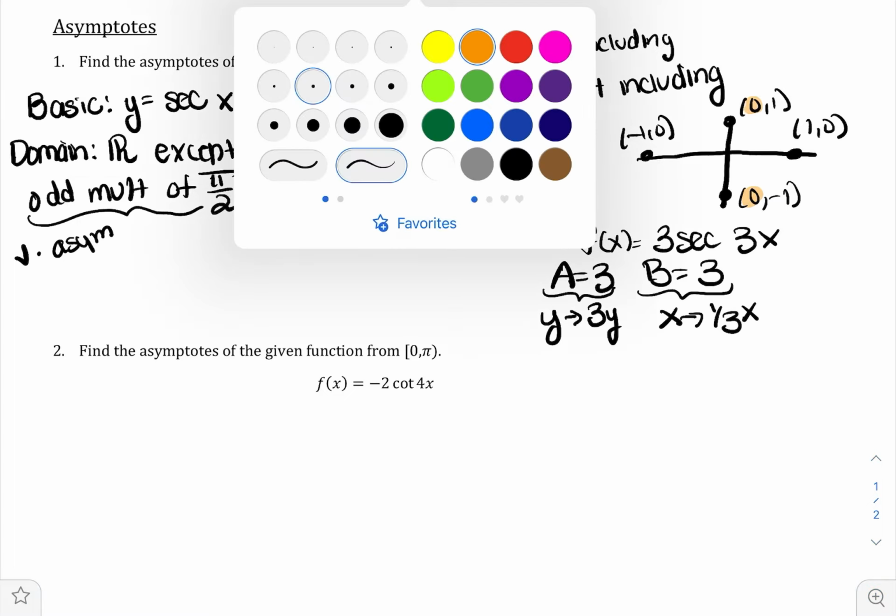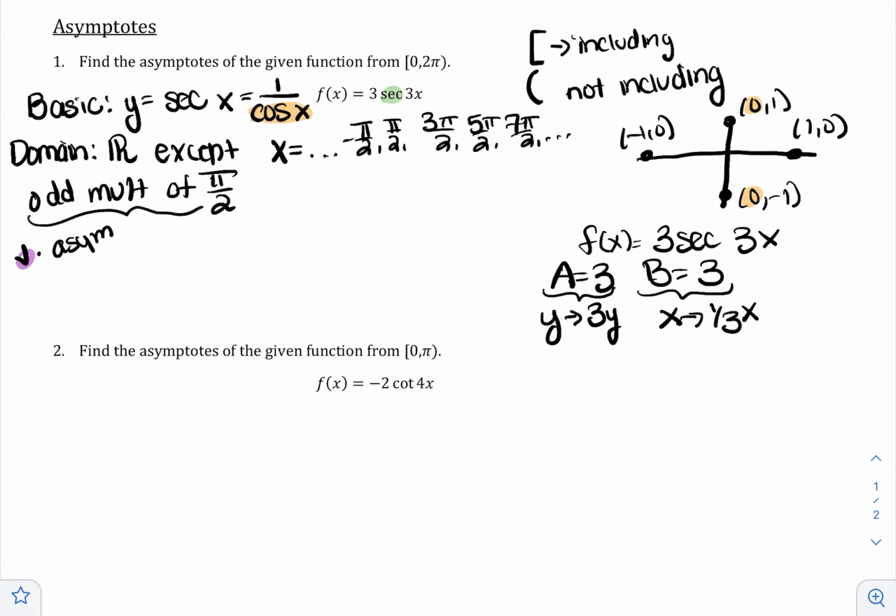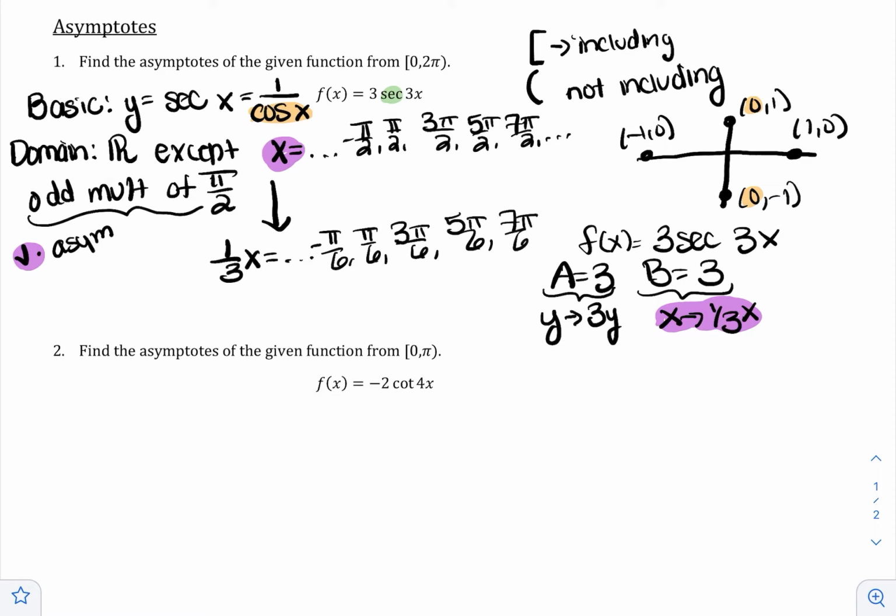Now, because the asymptotes are vertical asymptotes, they're x equals. The only transformation that's going to affect the asymptotes is the x transformation. So we are going to horizontally shrink the asymptotes. This is going to become 1/3 x, and when we do that, we multiply everything by 1/3. So that's negative pi over 6, pi over 6, 3 pi over 6, 5 pi over 6, 7 pi over 6, and so on.